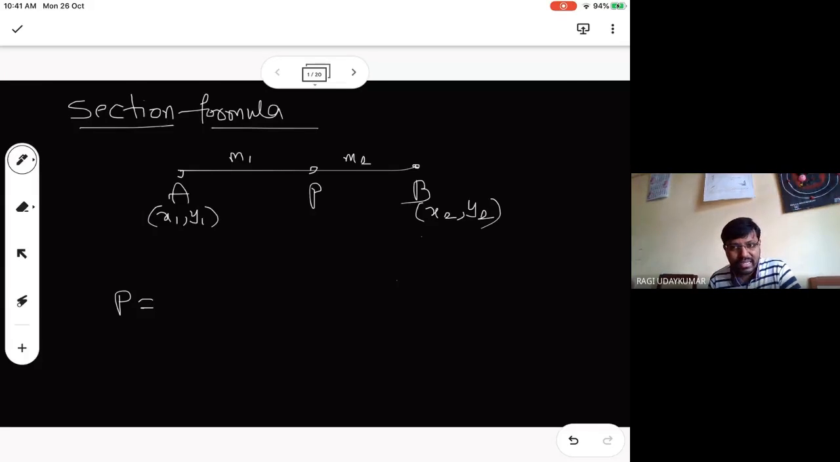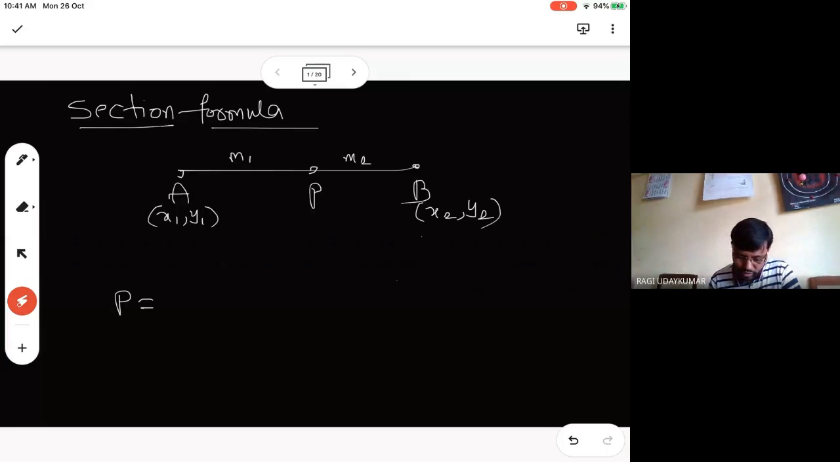So how much is the distance from A to P? See how much is the distance from P to B. P divides BA in what ratio? BP is to PA ratio. P divides BA, suppose I am saying B to A, in what ratio means BP is to PA ratio. So that point is to be noted very clearly.